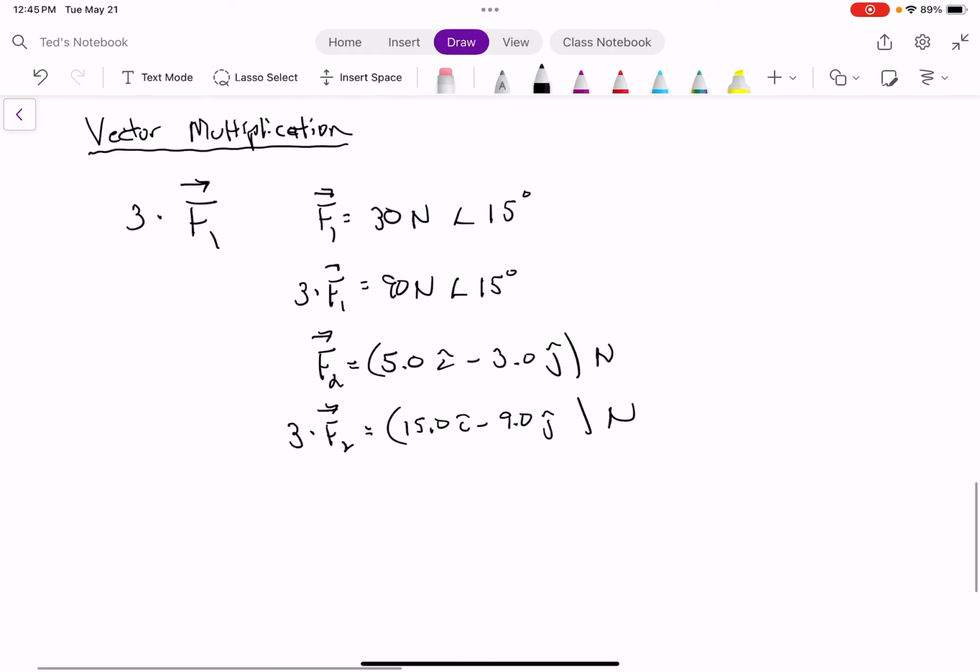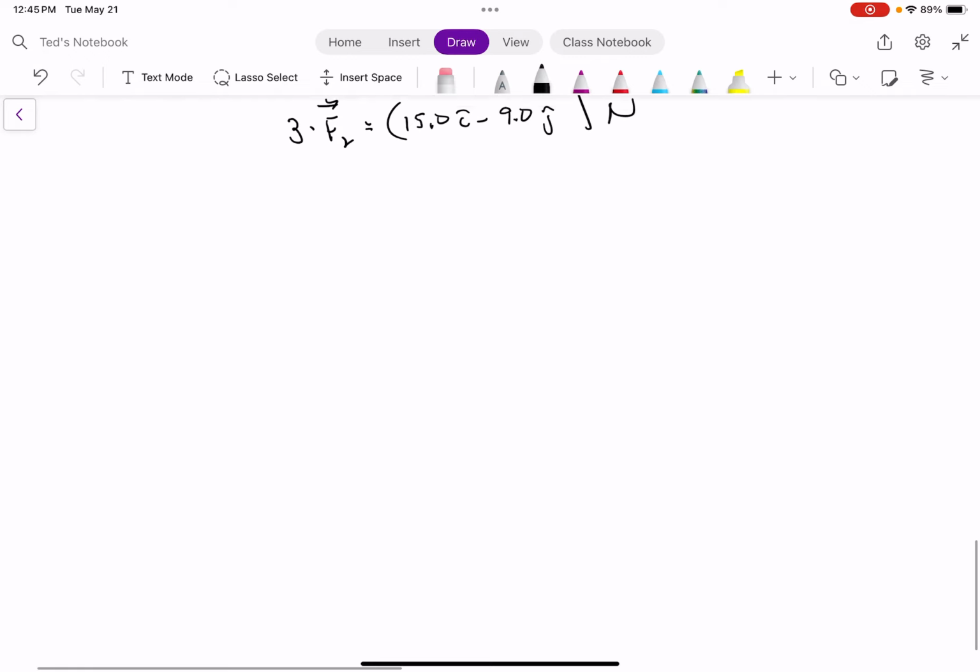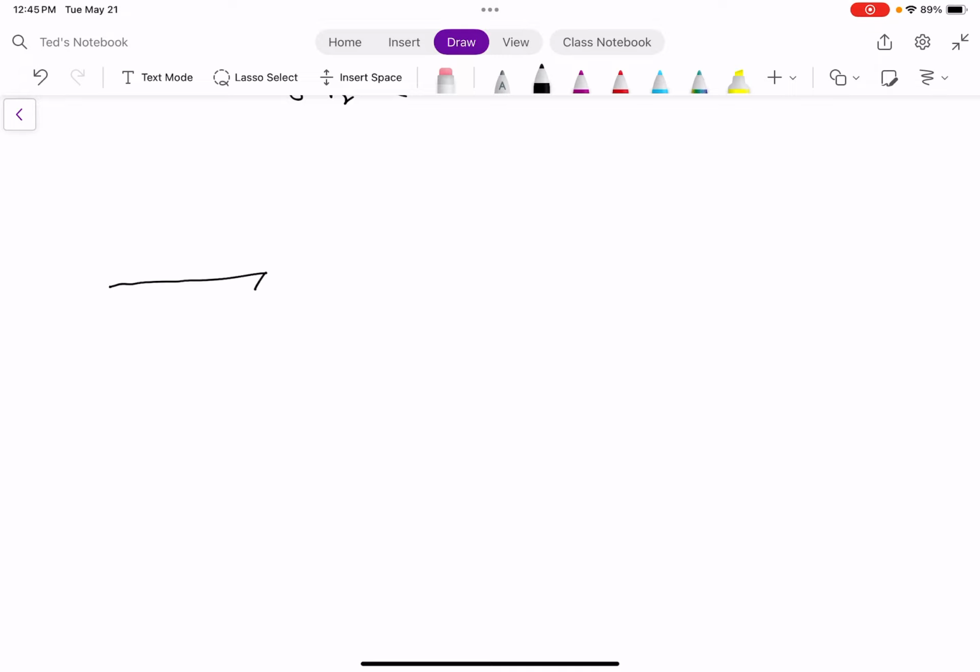But what if we want to multiply 2 vectors together? So let's say we have a vector, d, and we have a second vector, f, and they have an angle between them of theta. If we want to multiply those together, there are actually 2 different ways to do that multiplication.